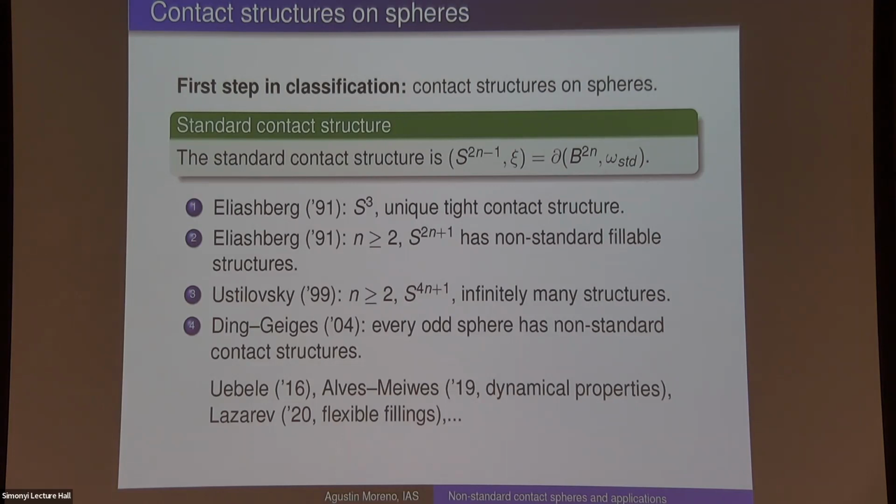There are also other results of Wendl for certain spheres. And then more recently, there are some nice results of Alves and Meiwes in 2019. So they give exotic contact structures with non-standard dynamical properties. So every Reeb flow for those contact structures has positive topological entropy, which is rather interesting. And then there's also a result of Lazarev giving flexible fillings for non-standard contact structures on spheres. And as far as I know, this is more or less everything that was known for non-standard structures on spheres in dimension 3 and higher.